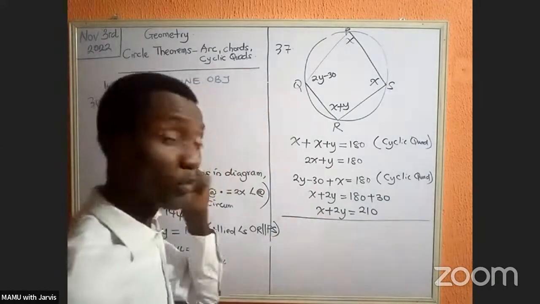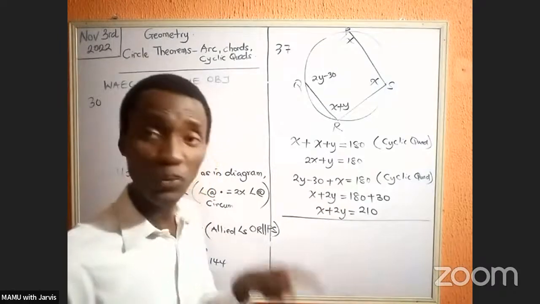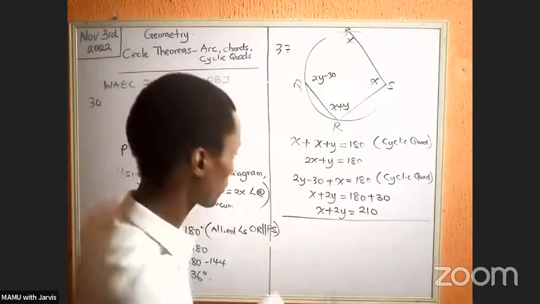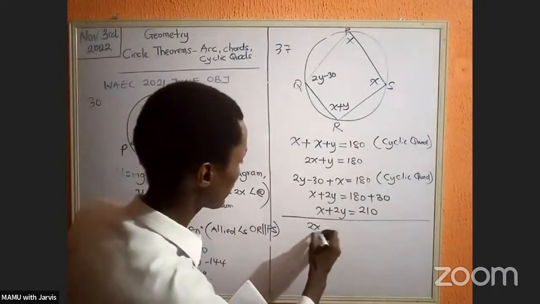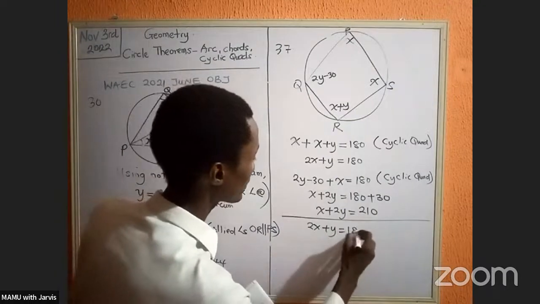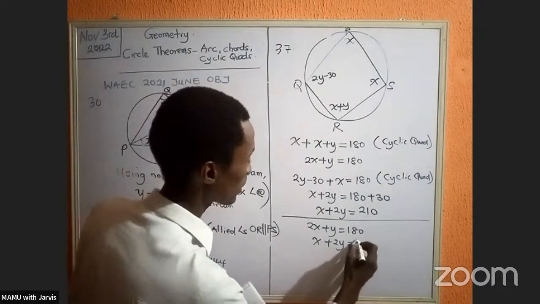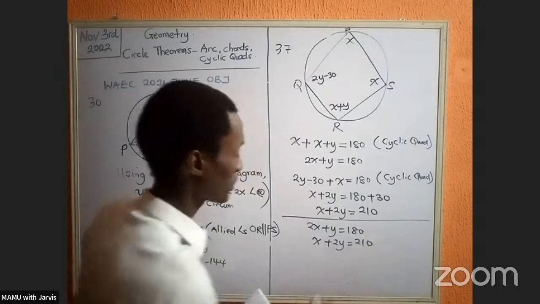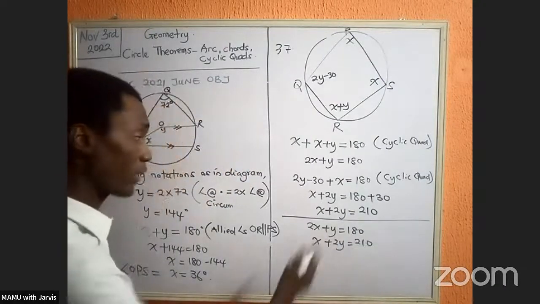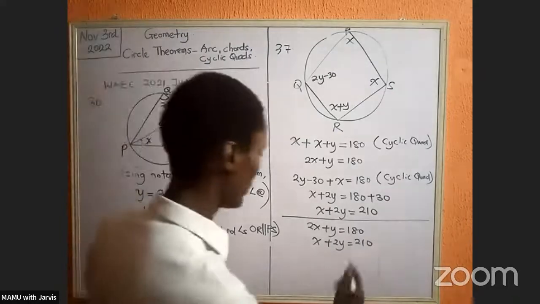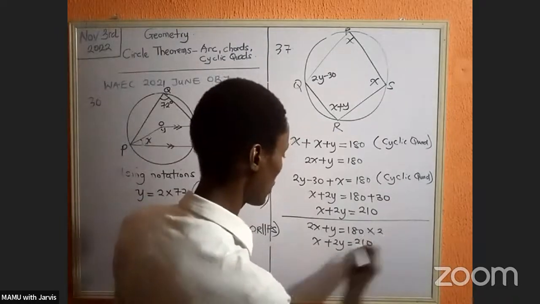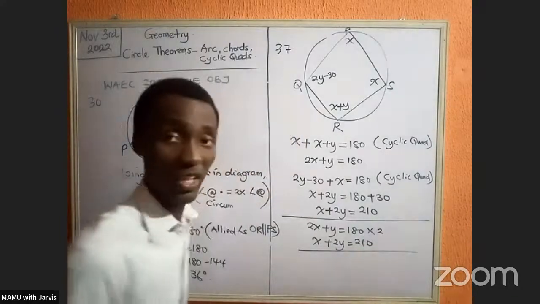Now, we are told to look for x. And because I'm told to look for x, I must eliminate y. So I'm going to write that out. That will be 2x plus y equal to 180. I'm going to have x plus 2y equal to what? 210. So in eliminating, what I don't need is y. So I'm going to eliminate y. So I'll multiply here by 2. And I'm going to get new sets of equation.